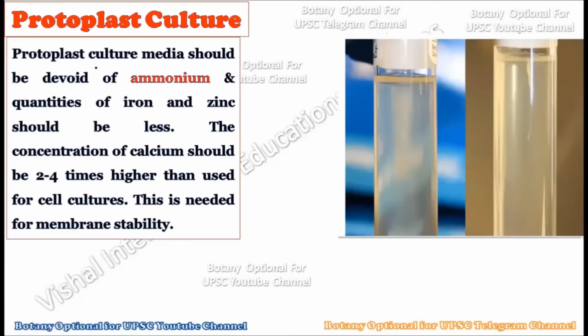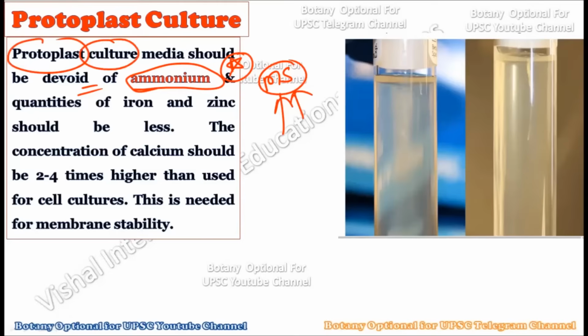Now, protoplast culture media should be devoid of ammonium. Now see, this is a very important point. Whenever we talk about plant tissue culture, we always say there is MS media. Okay, the majority of the time we use MS media, which is the Murashige and Skoog media, right? Now this media is a semi-solid media, but during protoplast culture we should make some chemical changes which are suitable for protoplast growth, because we are not growing tissue here. We are not growing organs.